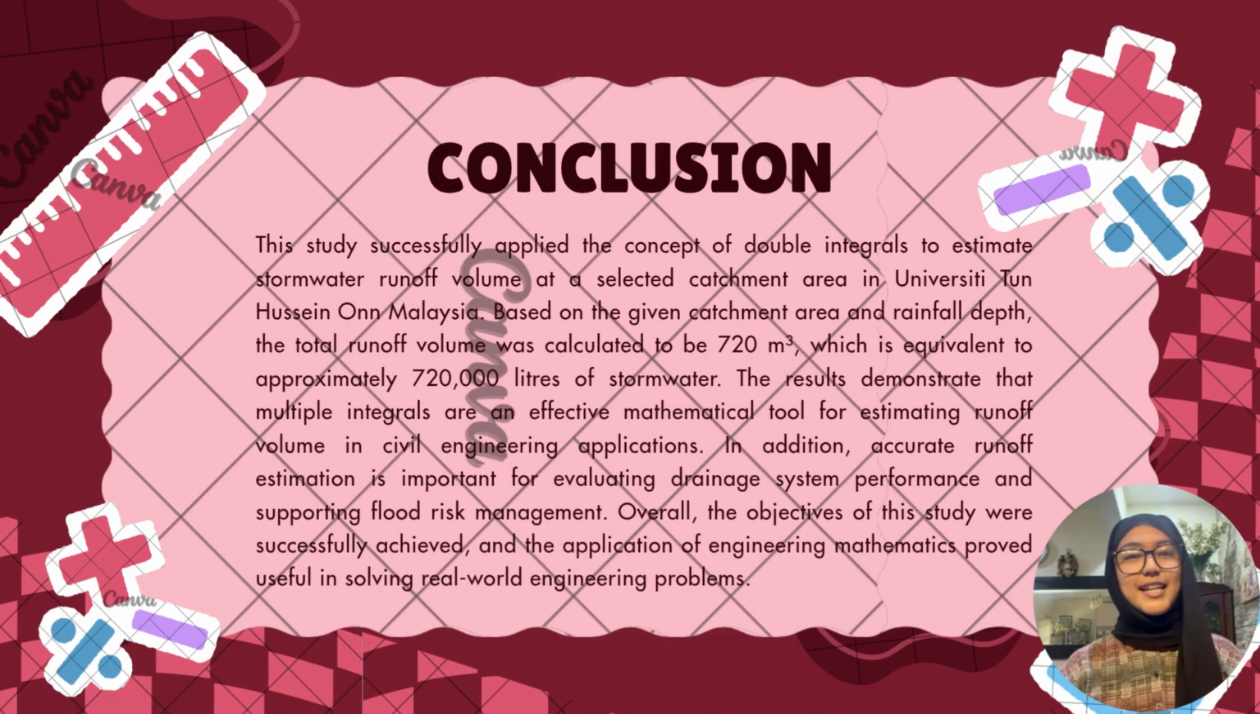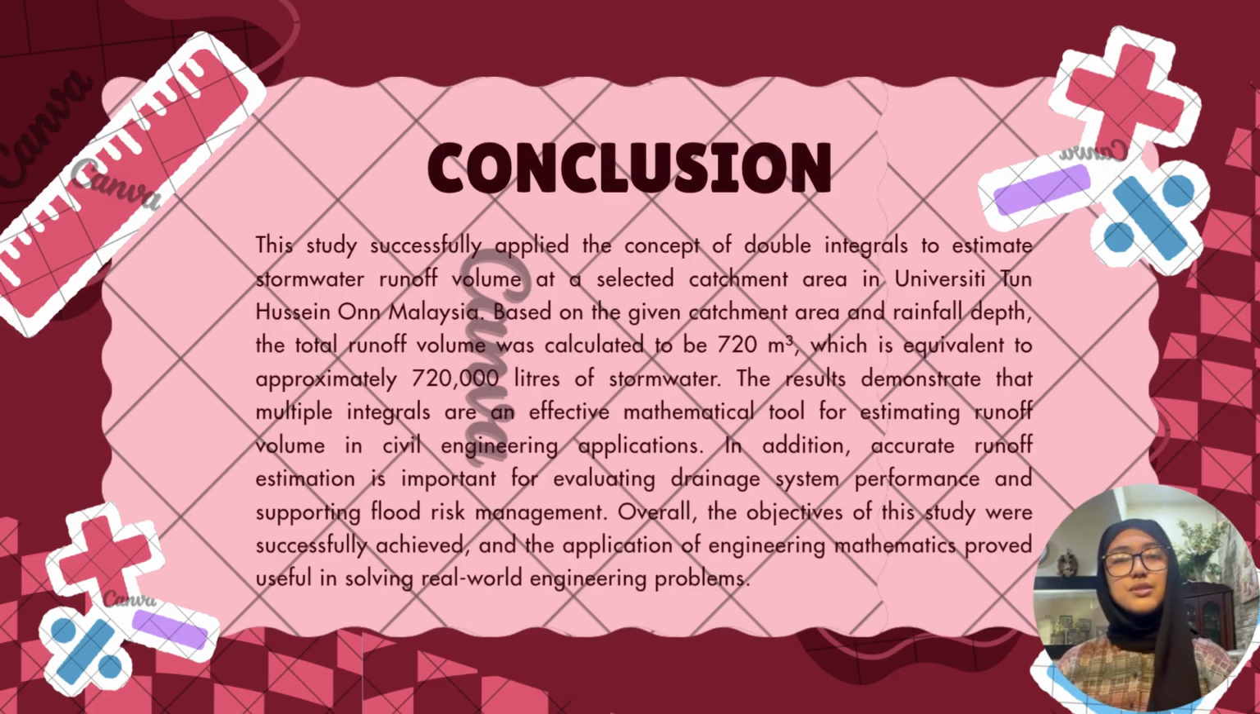In conclusion, this study successfully applied engineering mathematics concepts, specifically double integrals, to estimate stormwater runoff volume at UTHM Pagoh. Based on a catchment area of 100 meters by 60 meters and a rainfall depth of 0.12 meters, the calculated runoff volume was 720 cubic meters, or approximately 720,000 liters.